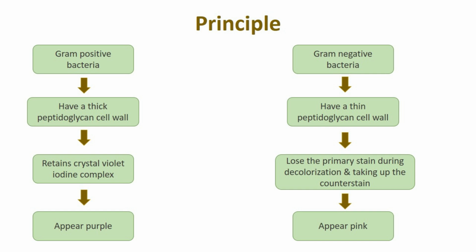Gram-positive bacteria have a thick peptidoglycan cell wall, therefore they retain the crystal violet iodine complex, so appear in purple color. Gram-negative bacteria have a thin peptidoglycan cell wall, therefore they lose the primary stain during decolorization and take up the counter stain, therefore appear in pink color.